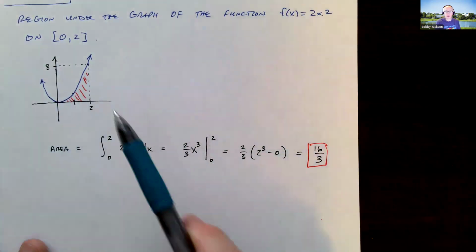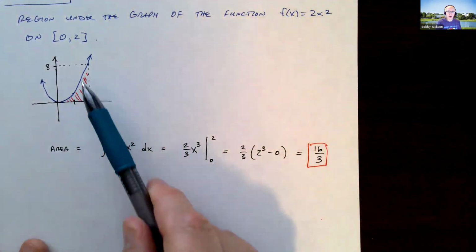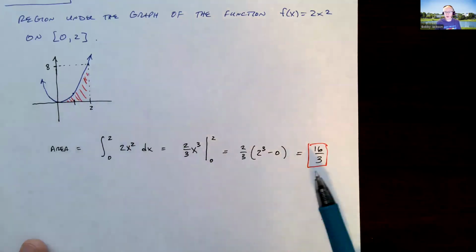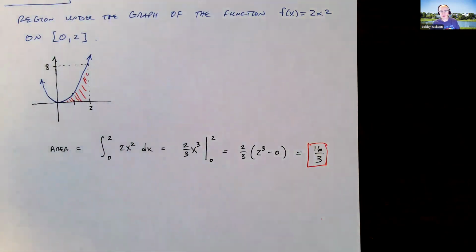But that represents the number of square units under this curve. This shaded in area has an area of 16/3 square units.